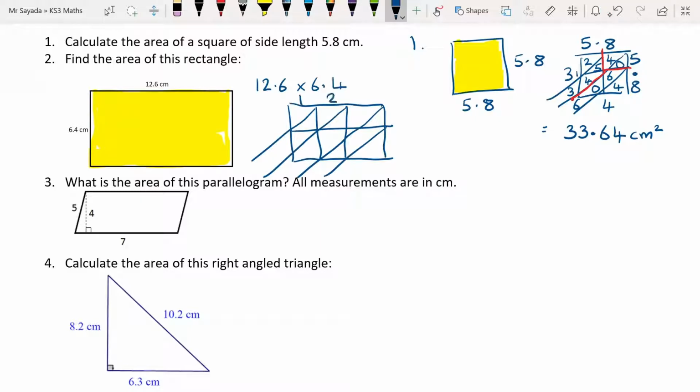So we've got 12.6, we've got 6.4. Let's do the times tables together. 6 times 6, 36. 6 times 4, 24. 2 times 6, 12. 2 times 4, 8. 1 times 6, 6. 1 times 4, 4. Let's add the diagonals. This one adds up to 4.